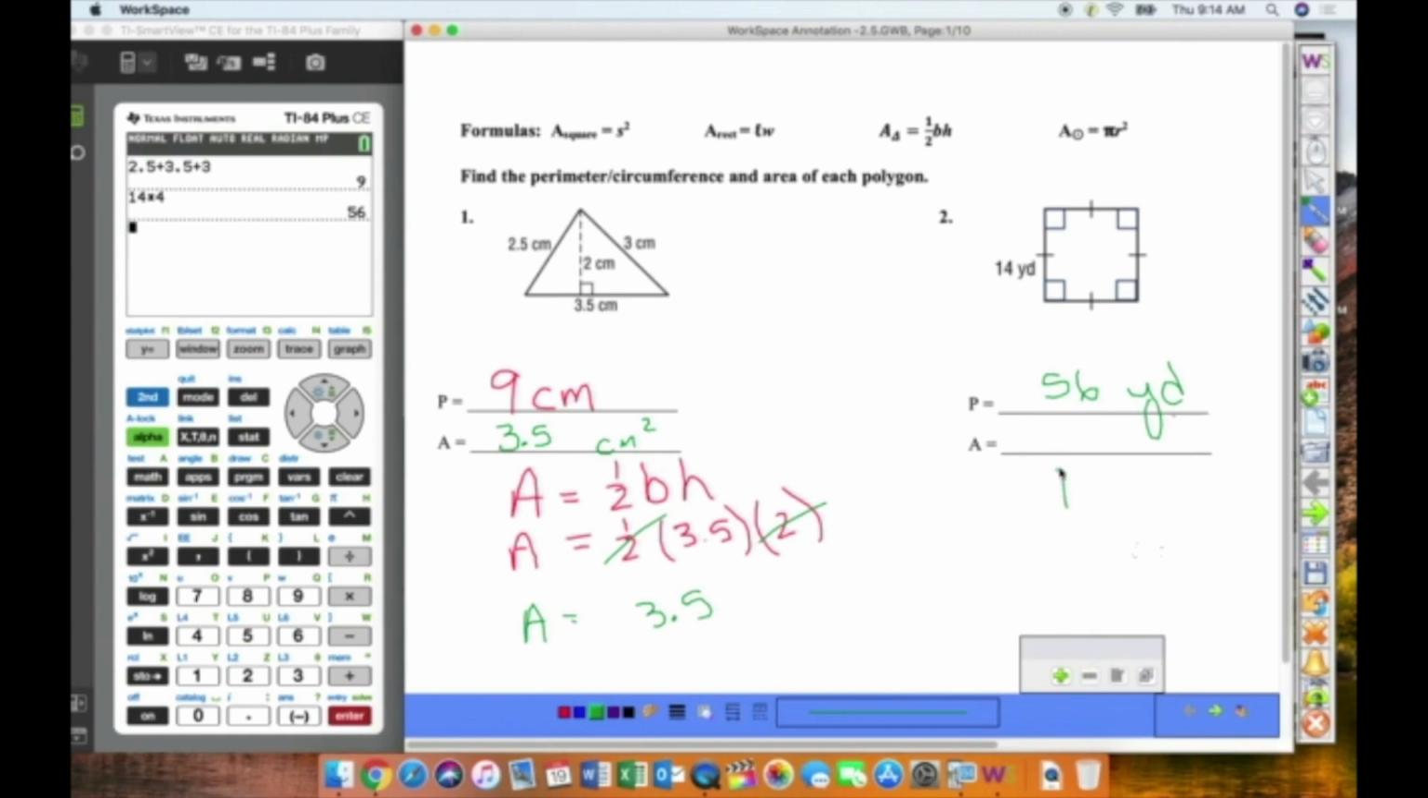Then area is, of course, side squared for this square. Instead of doing length times width, that's why we're doing side squared, because the length and the width are the same thing. So the area will equal 14 squared, which hopefully you know your first 15 perfect squares. That's a big old juicy 196. And the label will be square yards. Some people say yards squared, some people say square yards. It's all the same thing. So formula, sub, simplify, label.